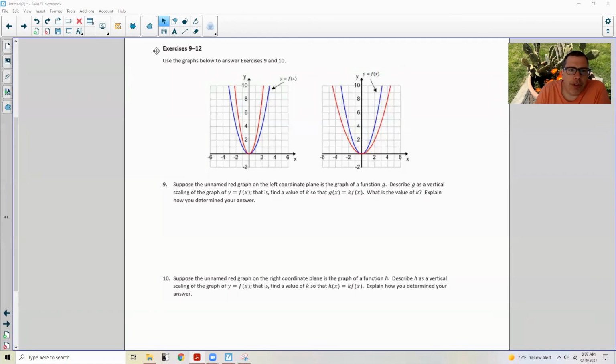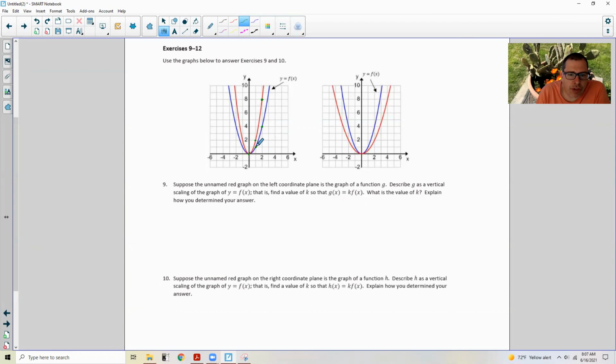Okay, so here's what we're going to do here. I'm going to just look at values on the graph. As you can see, they share the origin 0, 0 right here. But then if I look at the y value when x is 1, the y value on the blue one is 1, the y value on the red one is 2. If I go over to 2 on the x-axis, the y value on the blue is 4 and the y value on the red is 8.